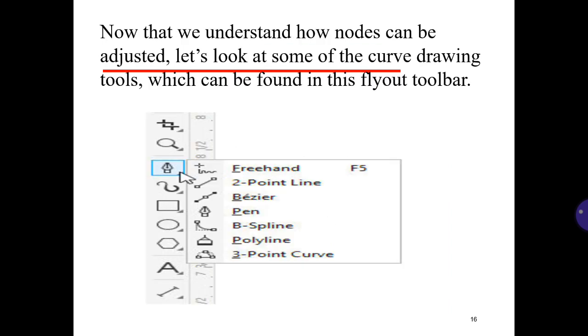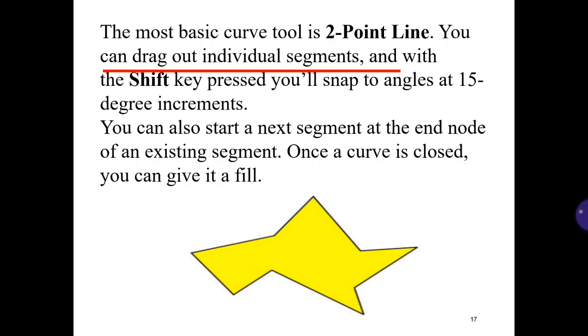Now that we understand how nodes can be adjusted, let's look at some of the curve drawing tools, which can be found in this flyout toolbar. The most basic curve tool is Two-Point Line. You can drag out individual segments, and with the Shift key pressed, you'll snap to angles in 15-degree increments. You can also start the next segment at the end node of an existing segment. Once a curve is closed, you can give it a fill.